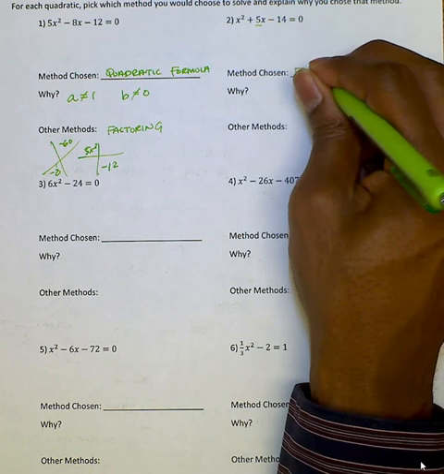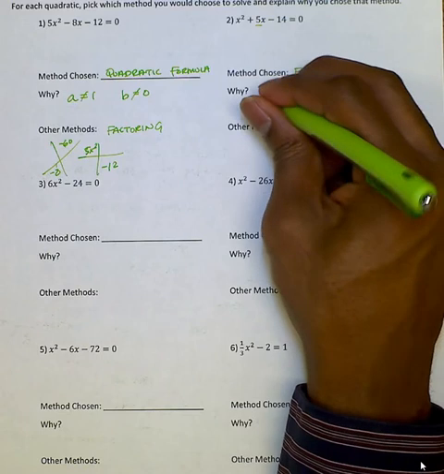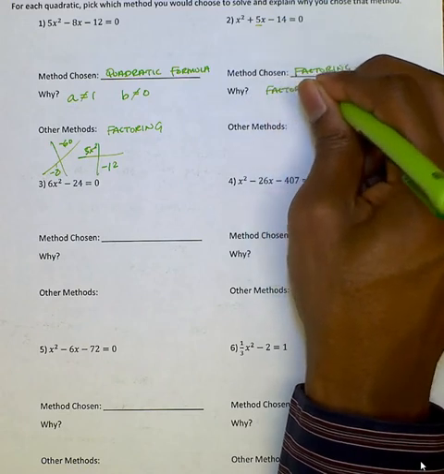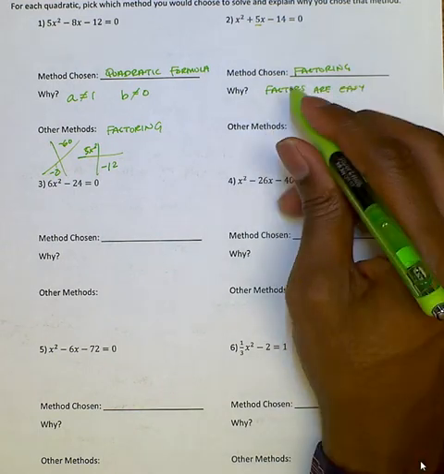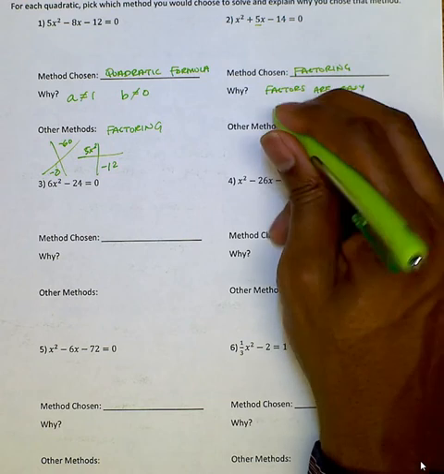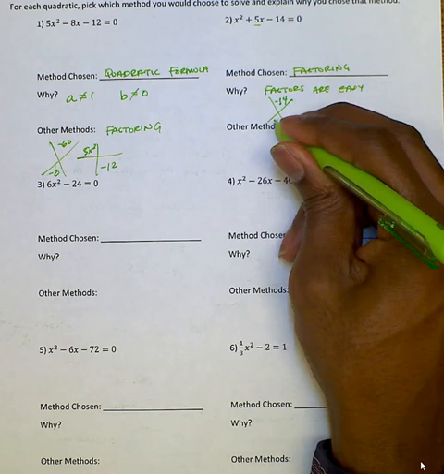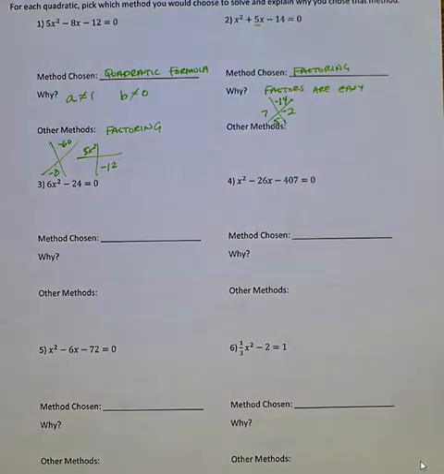Okay, and here I'm trying to find two numbers that multiply. I'll say factors are easy, because I can see what numbers they're going to be. So I'm trying to find two numbers that multiply to give me negative 14 and add to give me 5, and so those two numbers would be 7 and negative 2. Done.